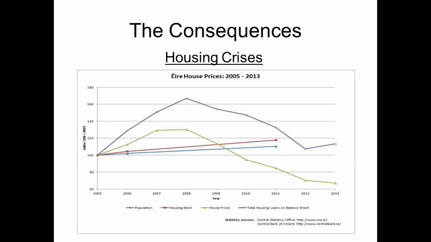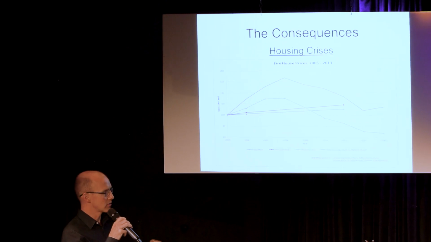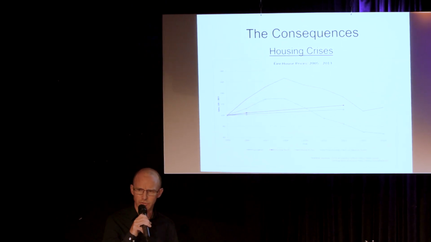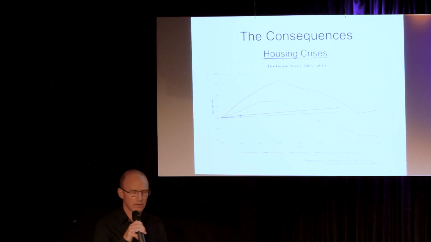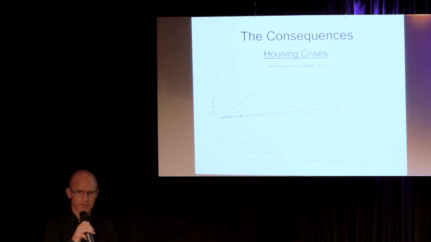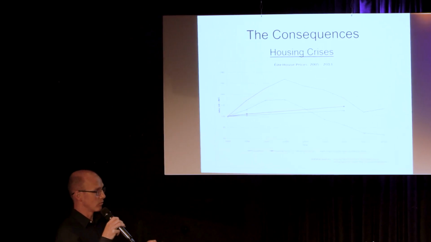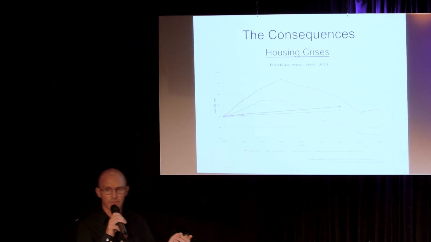So the blue and the red line are closely correlated. That's population and housing stock. And you would expect house prices to be somewhat stable under that system. But that green line, the house prices, is poorly correlated with those two lines, whereas they are pretty well correlated with the purple line, which is the amount of money that banks were creating towards house loans at that time. So house prices just don't conform to the usual supply and demand laws. You can't lower the price of houses by building more houses. That's one little consequence.